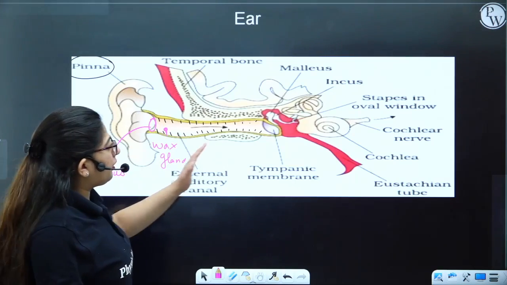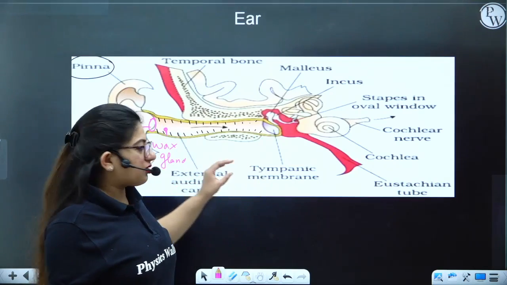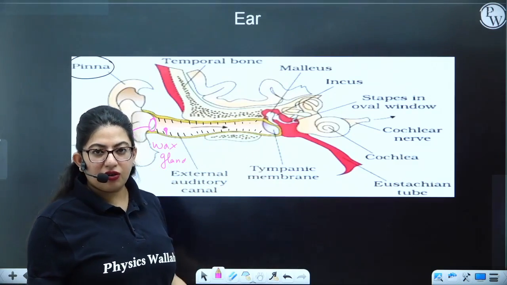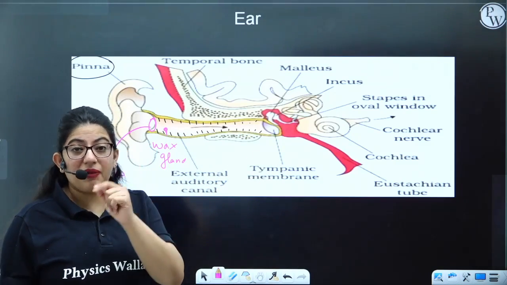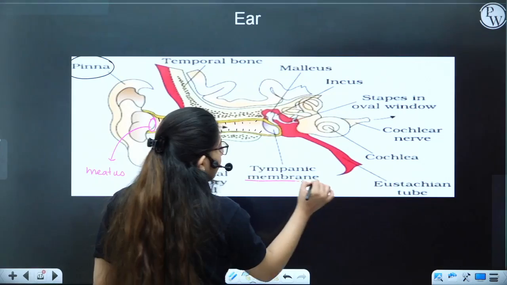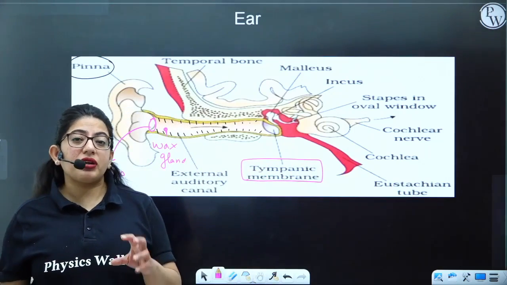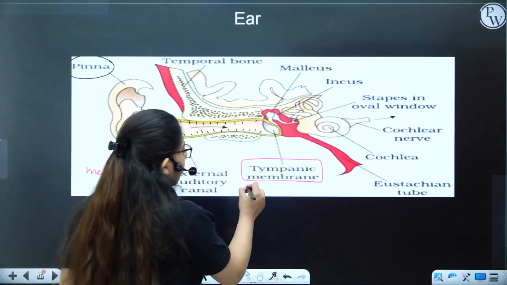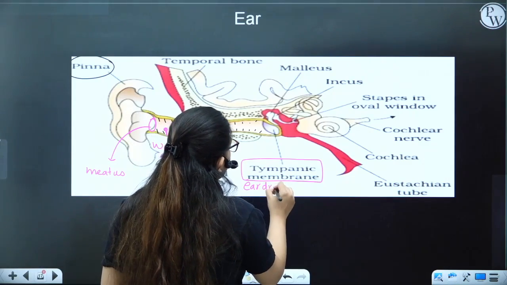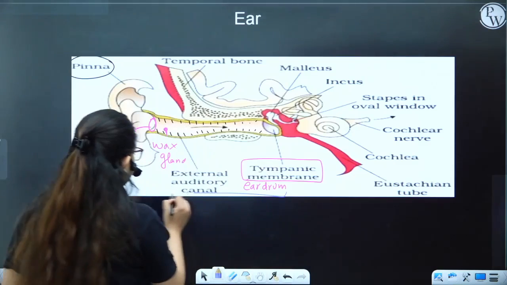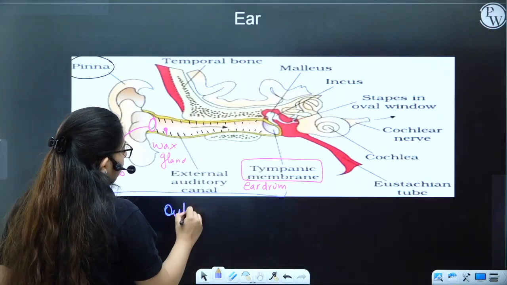At the end of the external auditory canal there is a membrane known as the tympanic membrane. What membrane? Tympanic membrane. This tympanic membrane is also known as the eardrum. So up to this is your outer ear. From here to here is your outer ear. Then we have the middle ear.